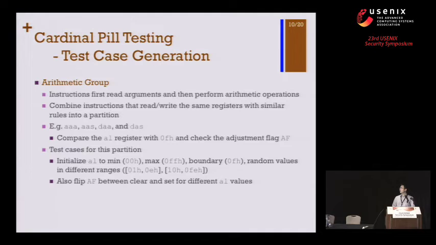And in this group, we combine instructions that read or write the same register with similar rules into a smaller partition. And we generate test cases based on the partition level. For example, for the test cases generated for this partition, we consider the minimum value, the maximum value, the boundary value, and the random values within each different range. If necessary, we also flag the EFLAGS register bits to test each instruction.